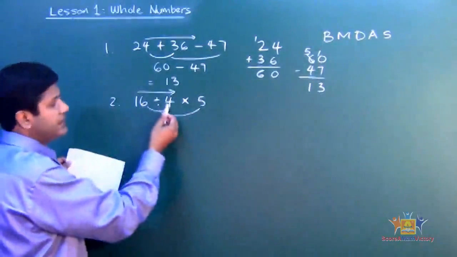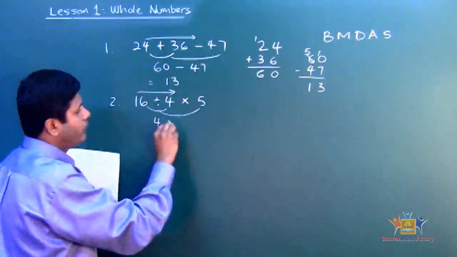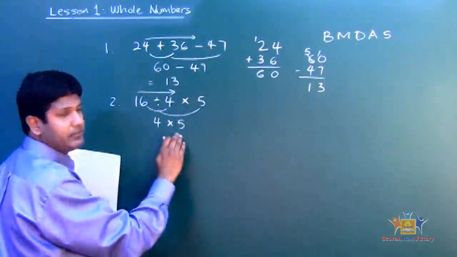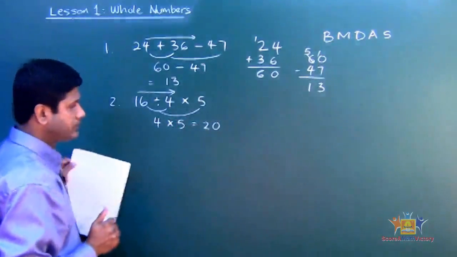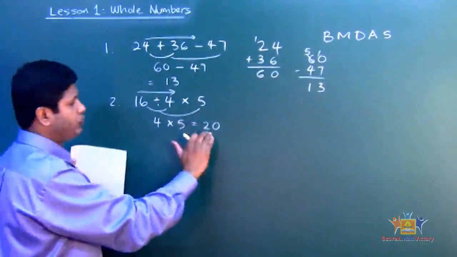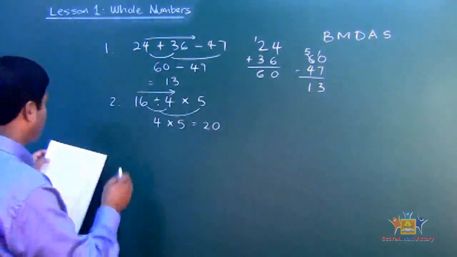Okay. So 16 divided by 4 is what? 4, because this is in our timetable range. Okay. So 4 times 5, also in our timetable range, is 20. There you go. That's your final answer. Alright. So let's look at problem number 3.